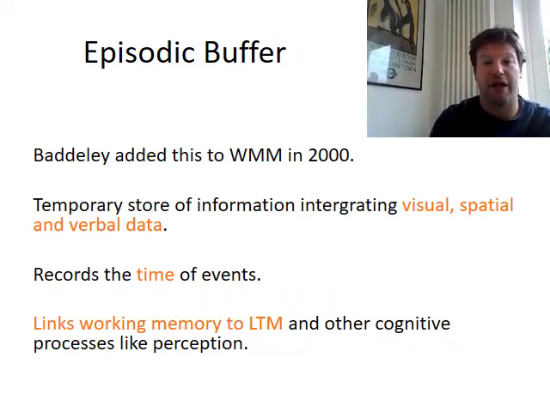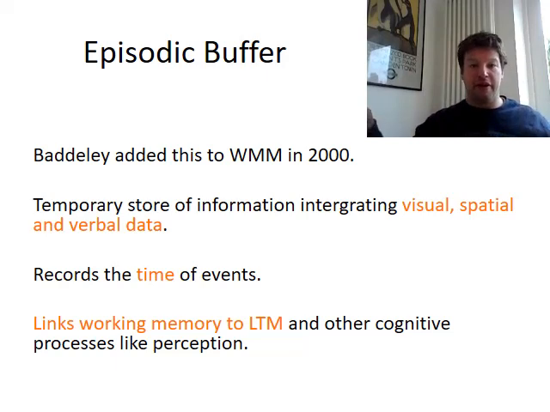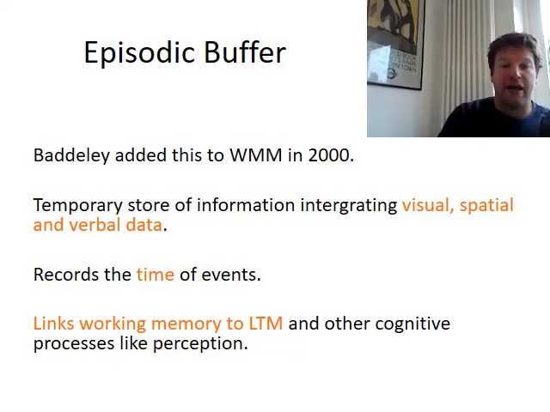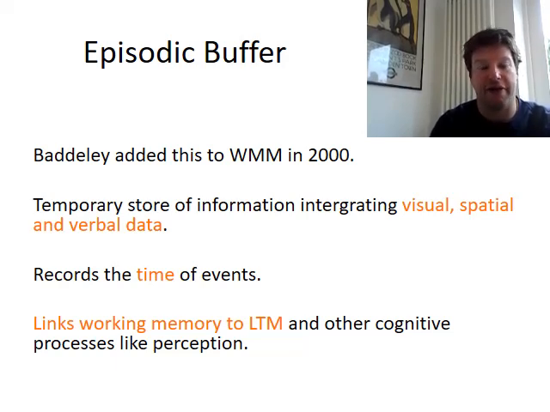The episodic buffer, okay, was added in 2000, quite a while after the original making of the model, to allow for the idea that there's a temporary store for information that's moving from different areas. Without that episodic buffer, people would ask, what if you've got visual and verbal data, or times and events? It allows this extra area to store and work with more information. Again, it links working memory to the long-term memory and other cognitive processes like perception. That last point is a bit complicated. I might have to explain that in class to you if you get that down about the episodic buffer.